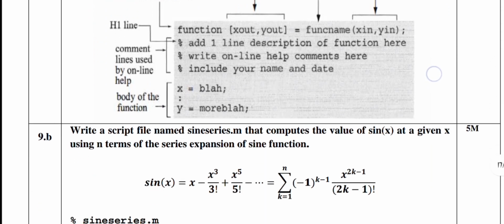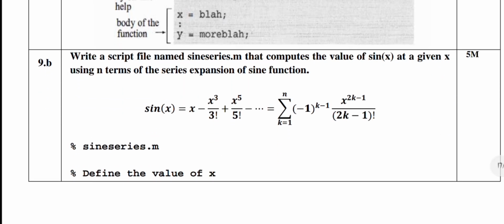Write a script file named sine_series.m that computes the value of sin x at a given x using n terms of the series expansion of the sine function. So sin x is equal to x minus x to the power 3 divided by 3 factorial plus x to the power 5 divided by 5 factorial, which is the summation from k equals 1 to n of (-1)^(k-1) x^(2k-1) divided by (2k-1) factorial. So sine_series.m defines the value of x.